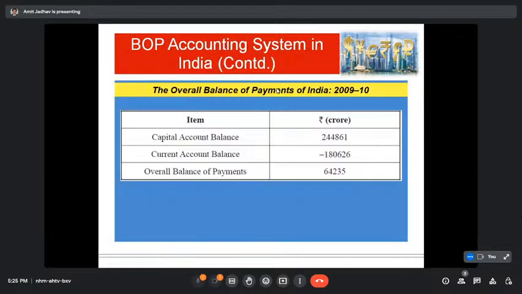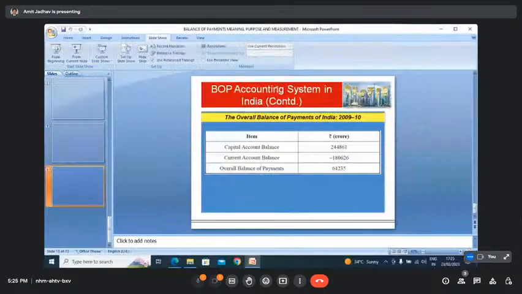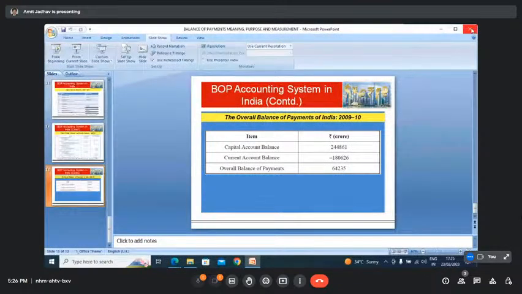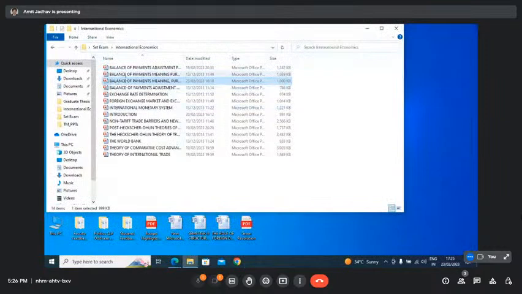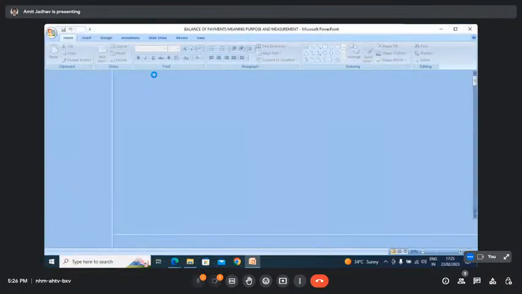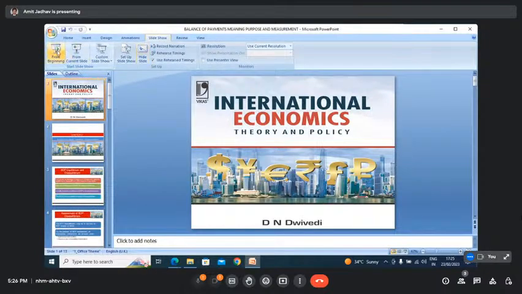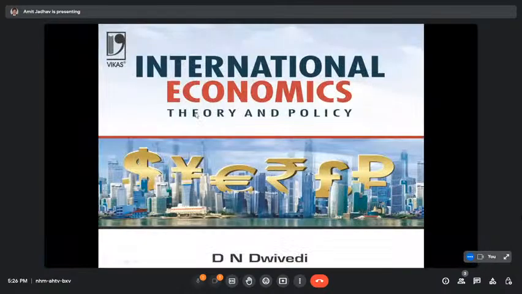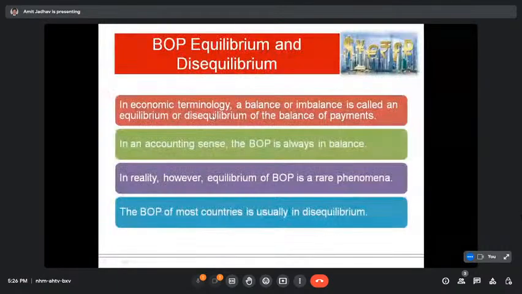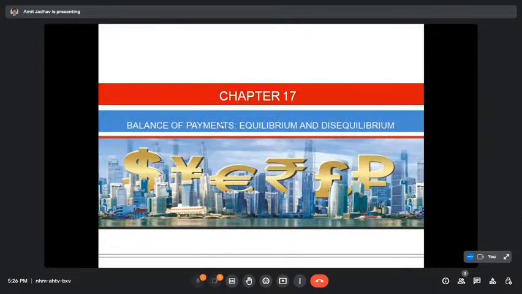India is getting the surplus because of the capital account. When we see India's current account, it has some deficit because India's import is quite greater than the export. But when we think about the capital account, the inflow of capital in India is quite greater than the outflow of capital from India.